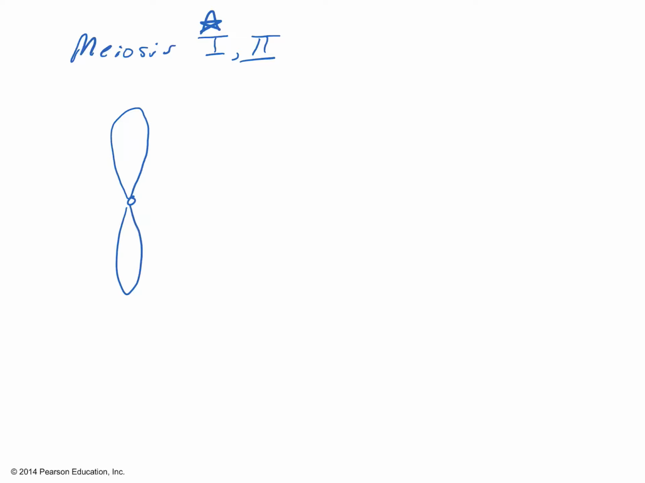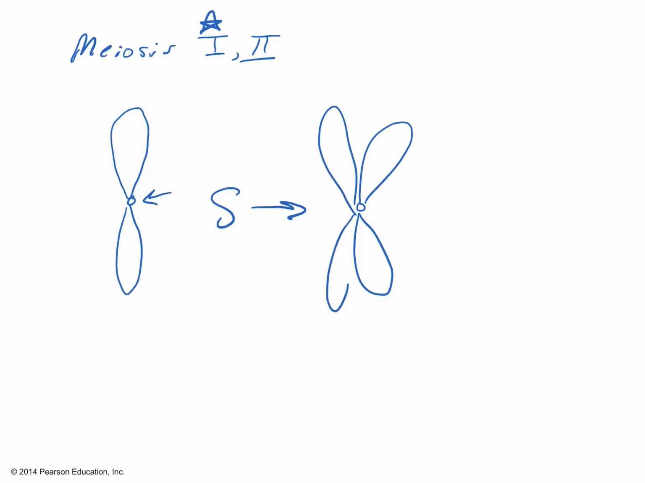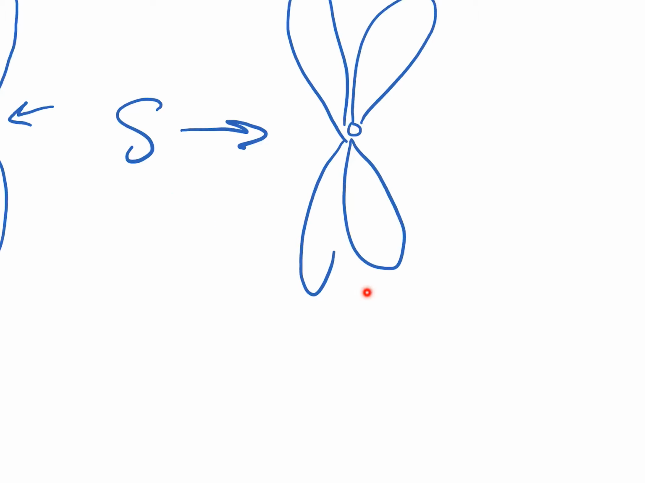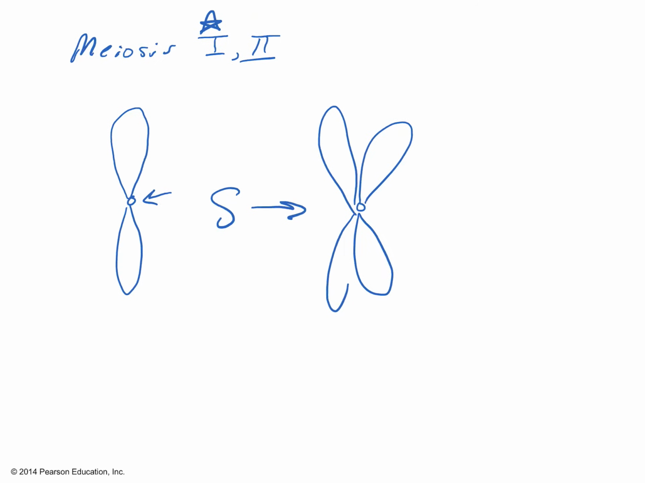That's a non-replicated chromosome. Remember, you have the centromere right there. I've drawn the arrow to it. Now, after S phase, so in S phase, we have DNA replication. After S phase, that chromosome would look like that. So now that is a replicated chromosome, all right? So that's a replicated chromosome, has two identical sister chromatids, one here on the right and one on the left.